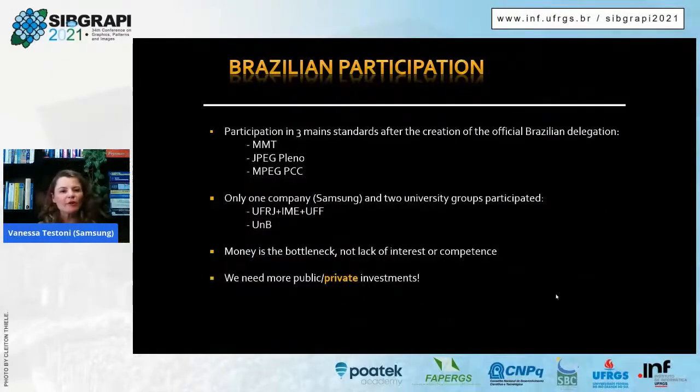Right, so before we finish, I want to talk about the Brazilian participation. This is really nice. As I said, we started to be able to collaborate with our proposals in 2018, and we have been able to contribute mostly in these three standards: MMT, JPEG Pleno, and PCC. We just have one company participating, Samsung, and two university groups that are here. And we were able to see that it's not a lack of interest or competence. It's really a lack of money. So we must have more companies, especially private investments. If we are able to do this, we know that we will be able to increase Brazilian participation a lot.